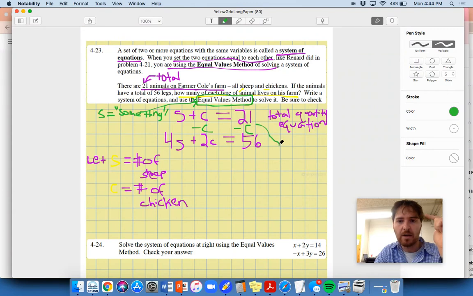Let's maybe move it down here, okay? It's going to be what? It's going to be S equals 21 minus C. Okay, S equals 21 minus C. Okay, S equal to something.